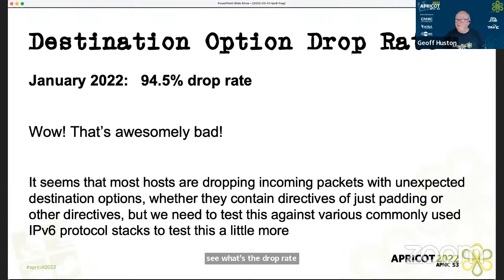whoa, 94.5% drop rate. Whatever you're doing or whatever hosts are doing, or somebody, it's either network or host, you don't like destination option extension headers at all. They're just dropping it. 94.5% is really awesomely bad. Now, it's so high that I'm kind of wondering if my experiment isn't working right. But maybe it's a destination option. Maybe platforms like Linux and Android and iOS simply go, look, it's a destination option. Go away, drop.